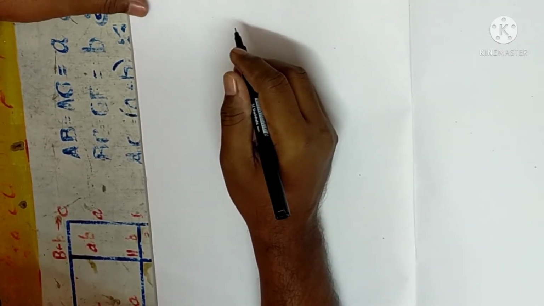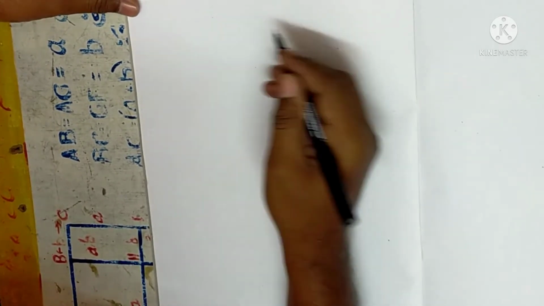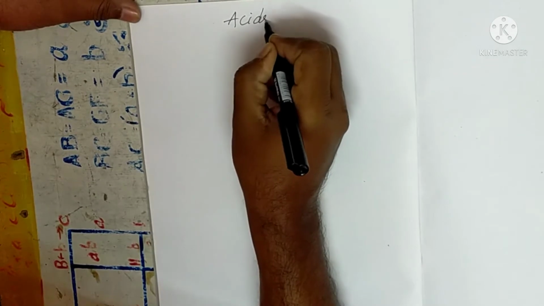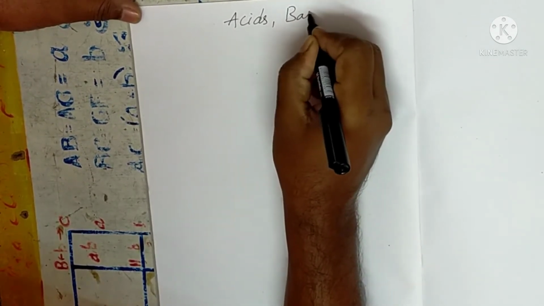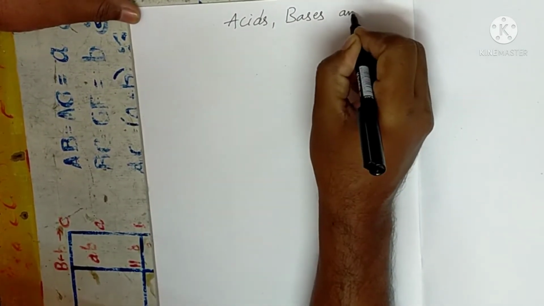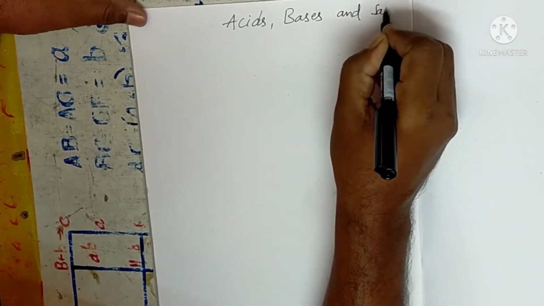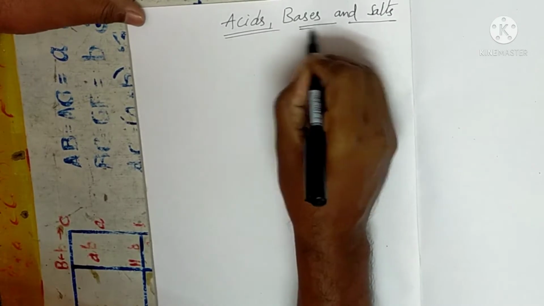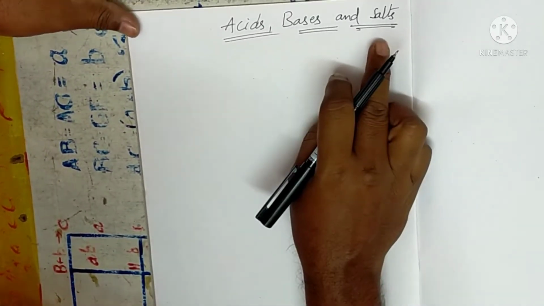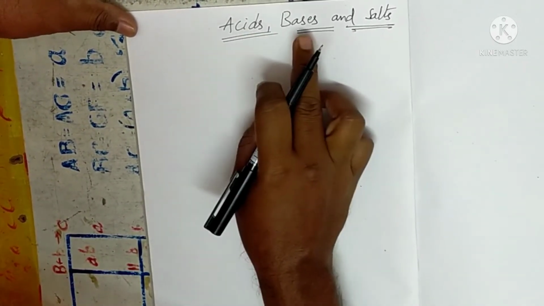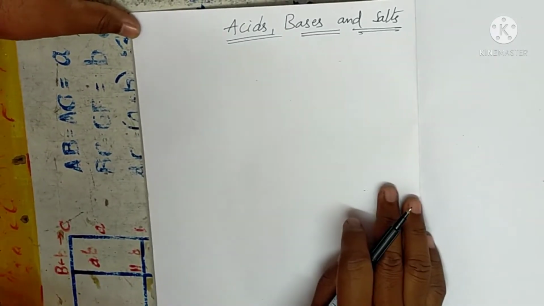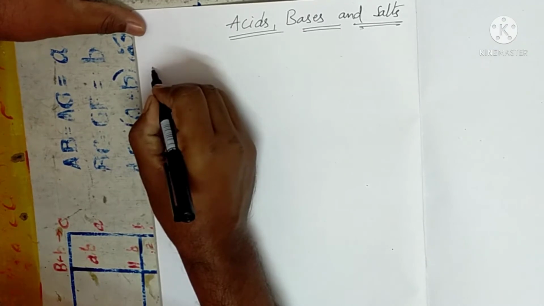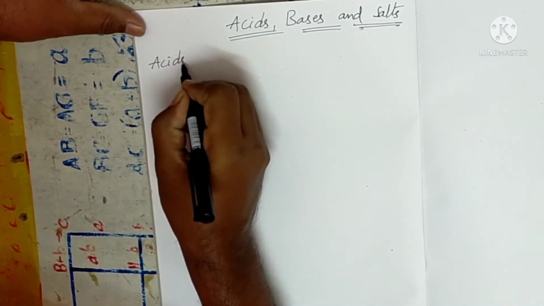Today I am going to explain a chemistry topic called acids, bases and salts. If you see the title of this lesson, there are three topics: acids, bases and salts. We are going to learn one by one. First I am taking the acids topic.